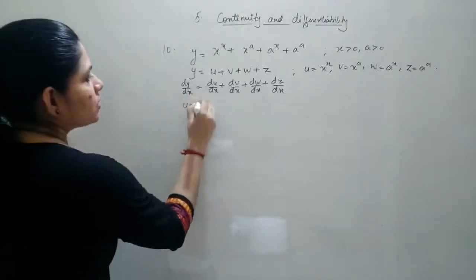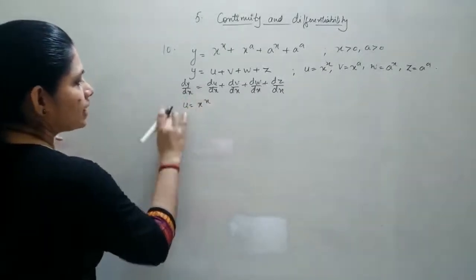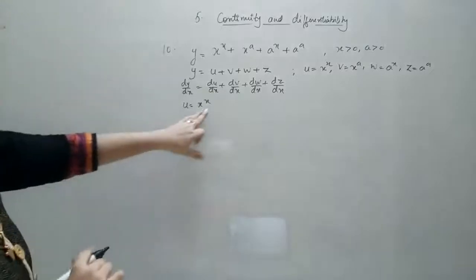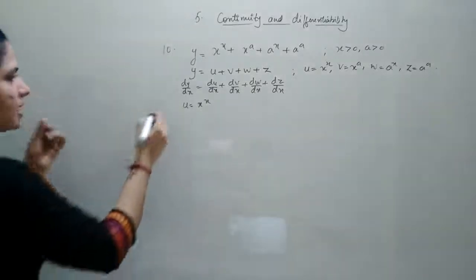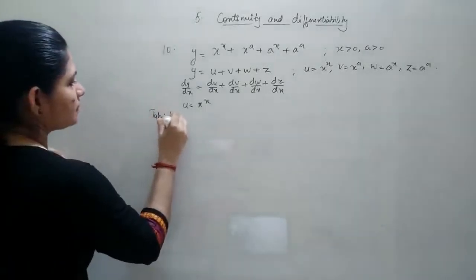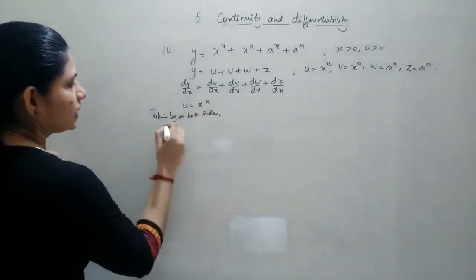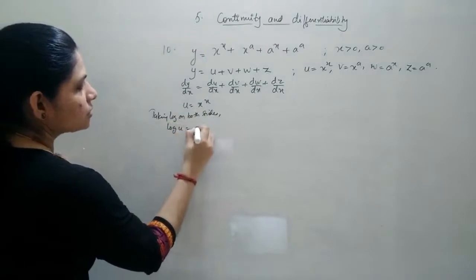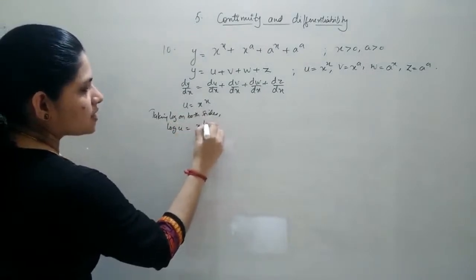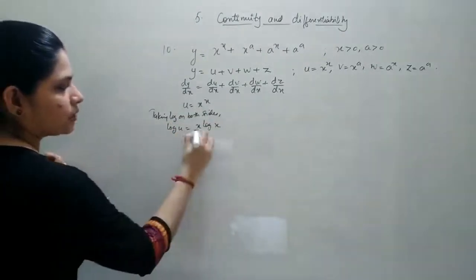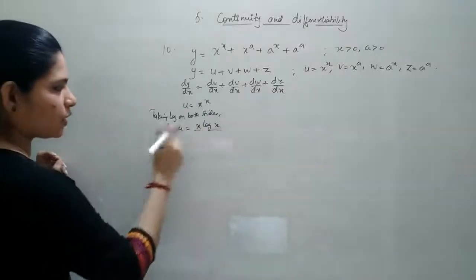So if u is equal to x raised to x, what is du by dx? Directly we cannot do it. What will we do? We will take log on both sides. So taking log on both sides, this will become log u is equal to log of x raised to x, which is x log x. So again you have two terms to be differentiated by the product rule.